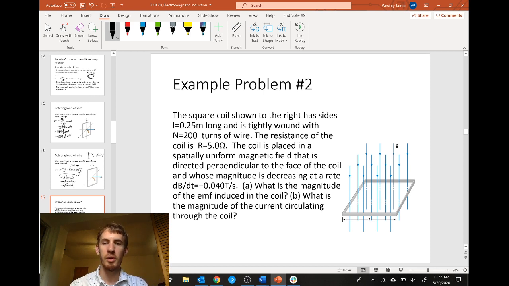And so that magnetic field is pointed downwards. But this magnetic field is changing at a rate of negative 0.04 Tesla per second. Negative meaning it is decreasing.